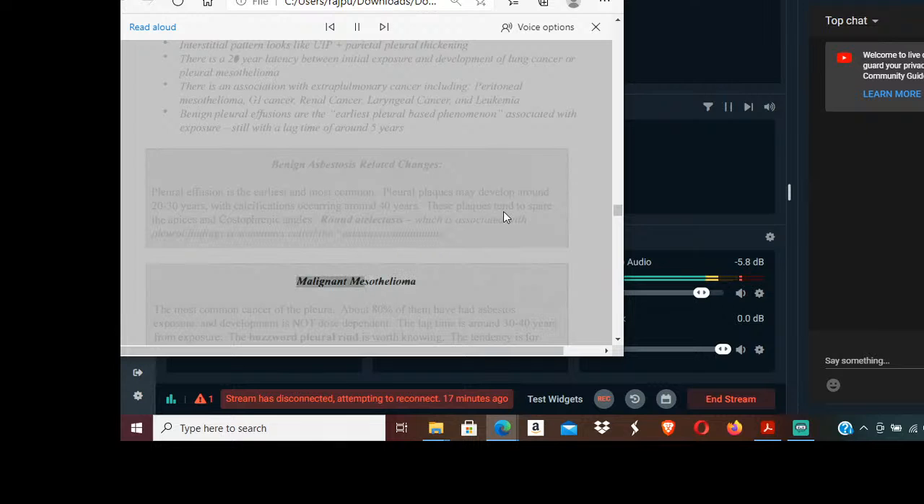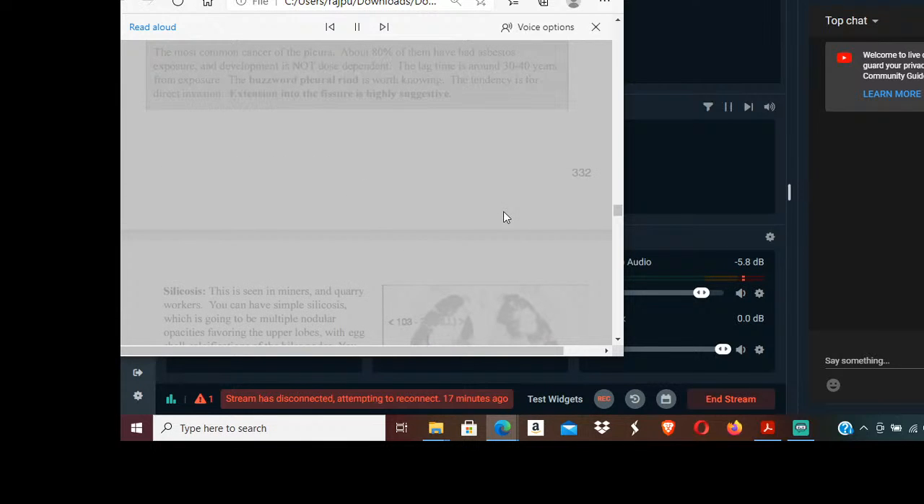Malignant mesothelioma. The most common cancer of the pleura. About 80% of them have had asbestos exposure. And development is not dose-dependent. The lag time is around 30 to 40 years from exposure. The buzzword pleural rind is worth knowing. The tendency is for direct invasion. Extension into the fissure is highly suggestive.